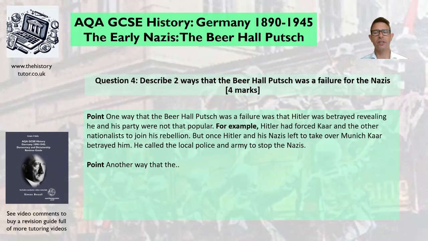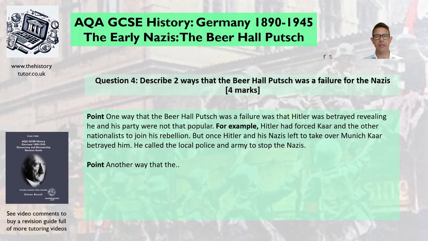Okay, so I've gone for example, Hitler had forced Kahr and the other nationalists to join his rebellion. Obviously, he took them to a side room, didn't he? And he almost had a gun to their heads to threaten them to join him. But once Hitler and the Nazis left to take over Munich, after the meeting, Kahr betrayed him. He called the local police and army to stop the Nazis, and obviously they were stopped in the street and shot at, and they ran away. If you want to add that in much more detail, you can do.